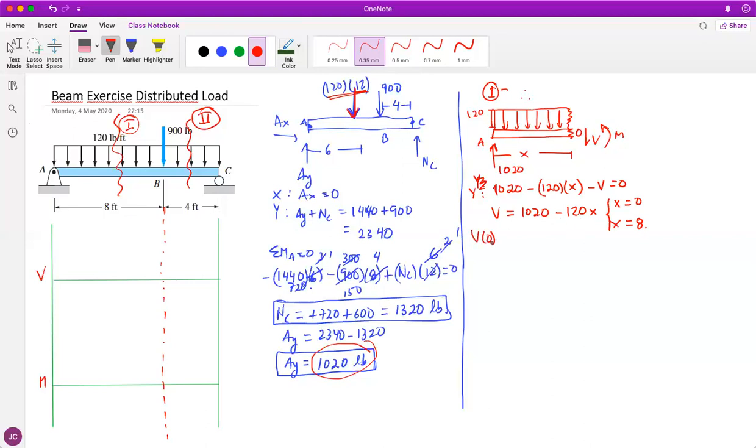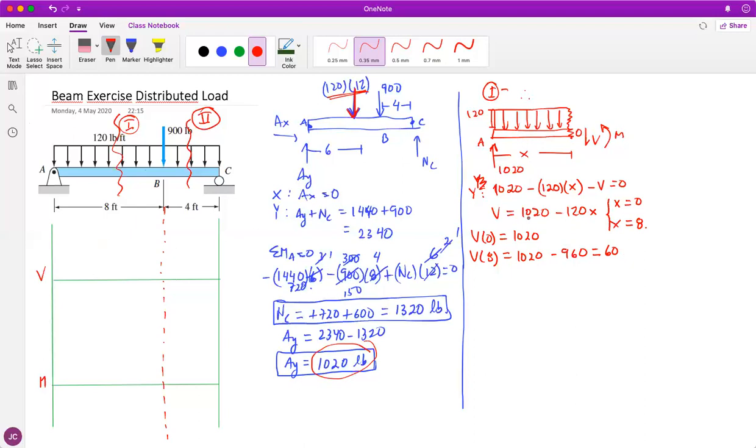When this thing is 0, you have the 1020 pounds. And when you are calculating it at 8, you will find yourself with what? Well, 1020 minus this thing, which is 960, if I'm not wrong. So yeah, I'm not wrong. Therefore, you will have how much? I'm still dealing with this. So this guy should be 60. Therefore, this is what you have over there.